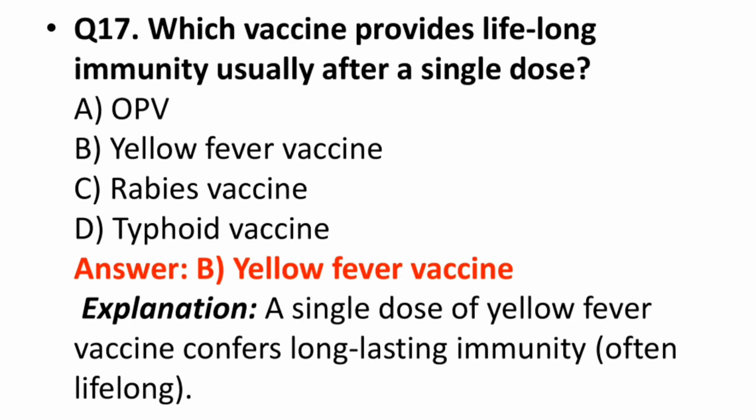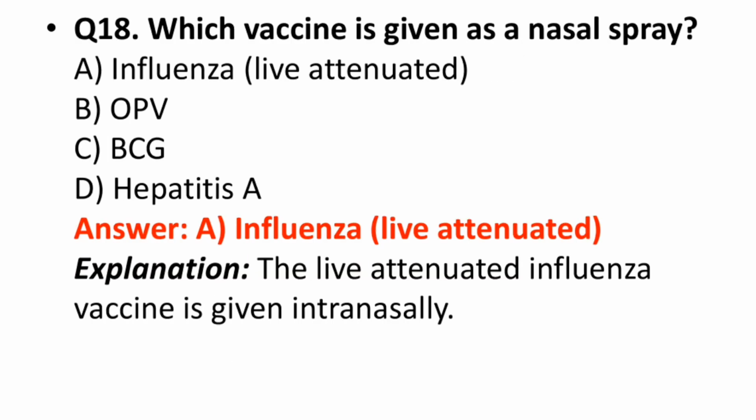Which vaccine provides lifelong immunity, usually after a single dose? Option A, oral polio vaccine. Option B, yellow fever vaccine. Option C, rabies vaccine. Option D, typhoid vaccine. The correct answer is option B, yellow fever vaccine. A single dose of yellow fever vaccine confers long-lasting immunity, often lifelong.